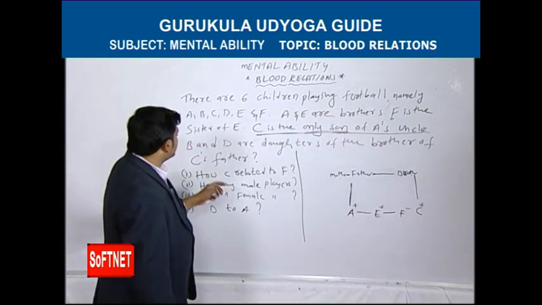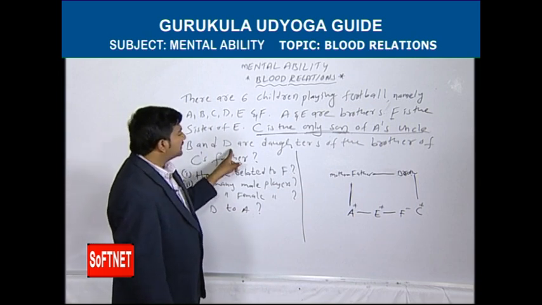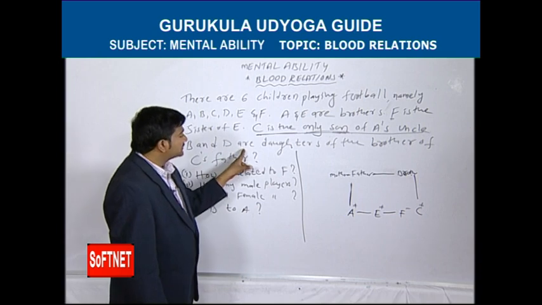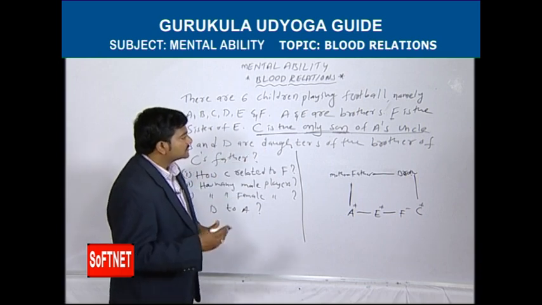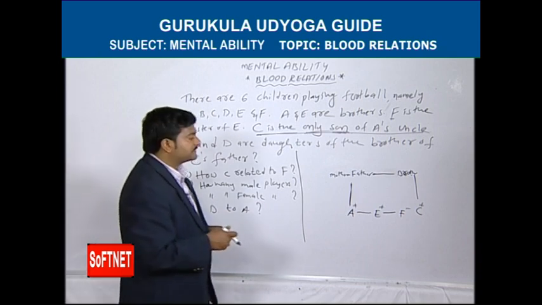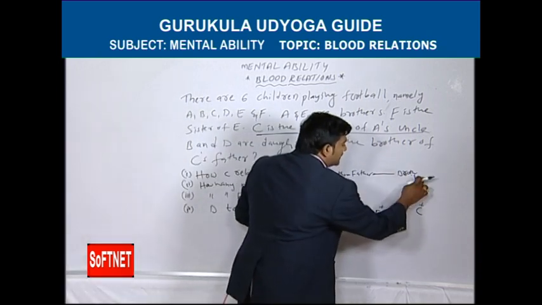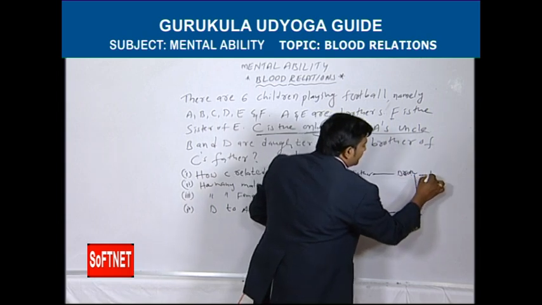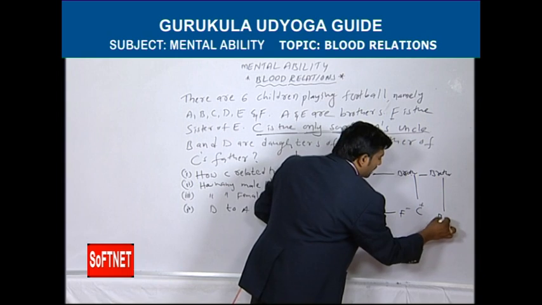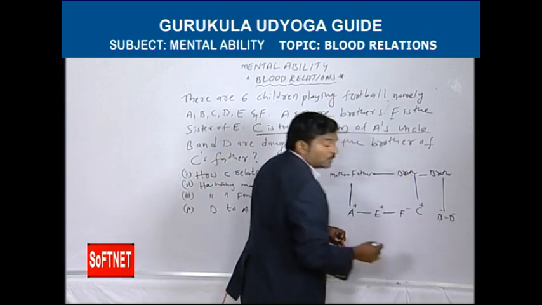And next what he mentioned here: B and D are the daughters. He only gave that both are daughters. B and D are the daughters of the brother of C's father. C's father I know, and the brother of C's father is again a brother. For this brother, B and D, two daughters, are there.